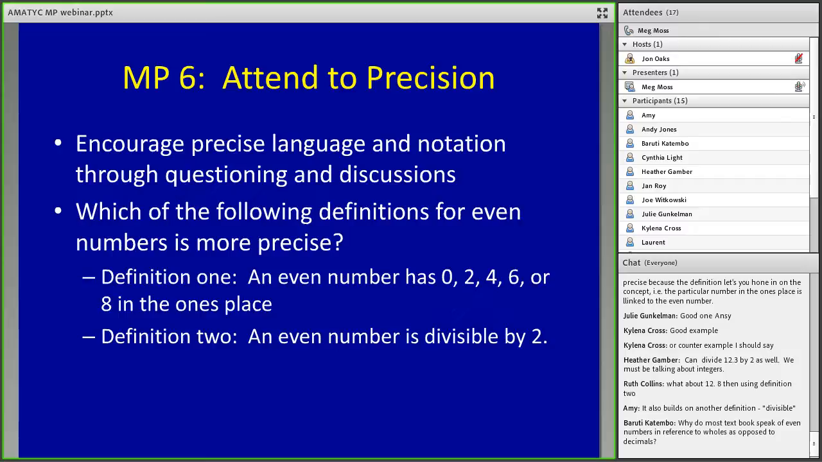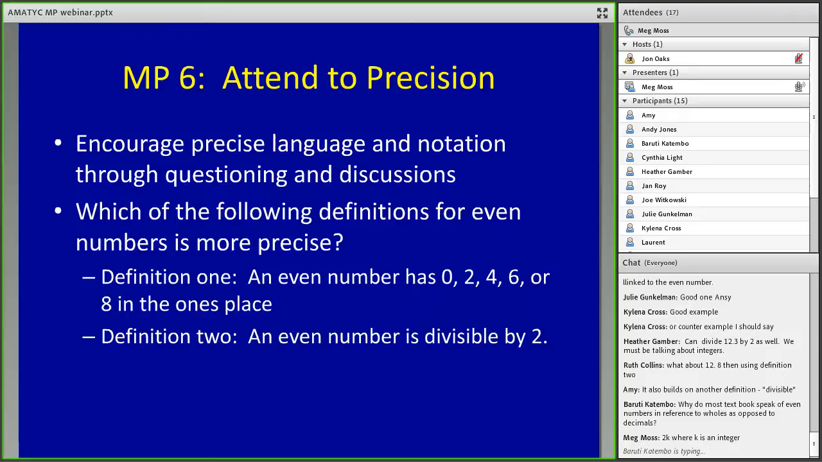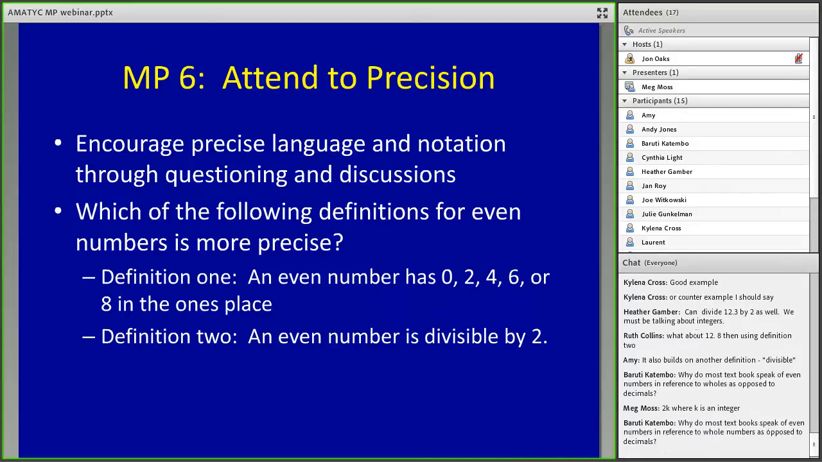Well, to put an algebraic definition on even, I mean the algebraic definition is that an even number is in the form 2k, where k is an integer, like that in the chat. An even number is in the form 2k, where k is an integer. So that's an even more precise definition. But of course, that's out of reach for some students.